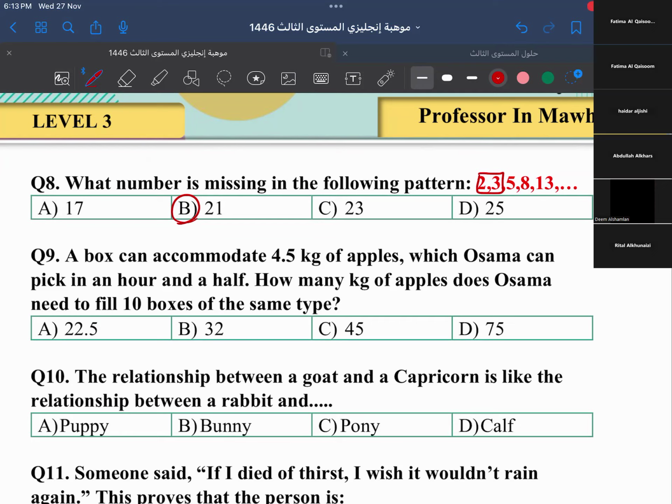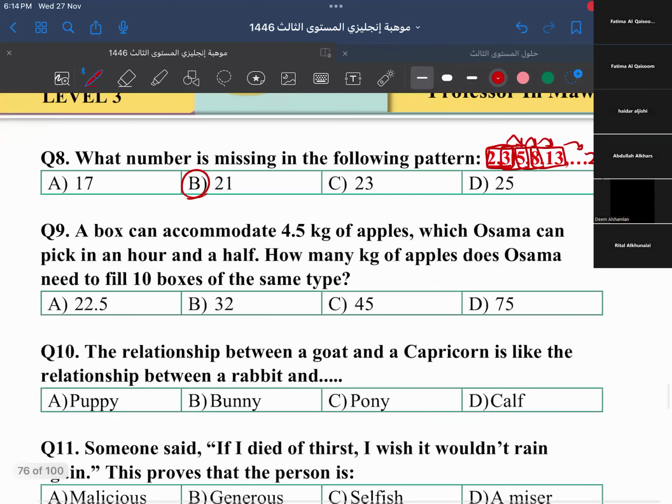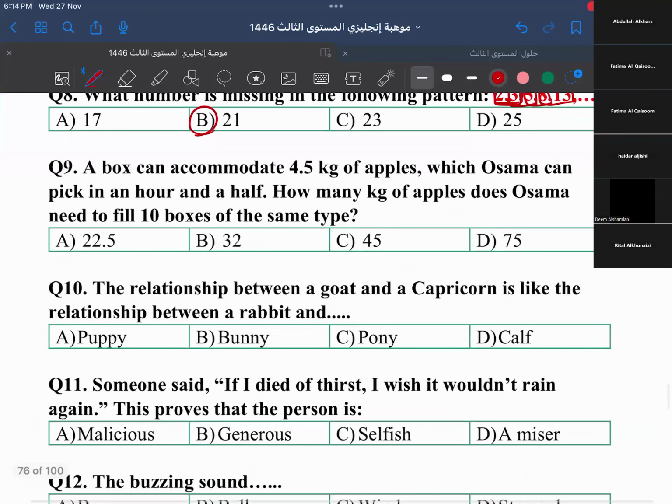Okay, so as Abdullah explained very well, the pattern here is adding the last two numbers, and we're going to have the next number. We're doing it the same here. 3 plus 5 equals 10. 5 plus 8 equals 13. So lastly, 8 plus 13 would equal 21. Excellent. Okay. Question 9. Who can read question 9 for us?